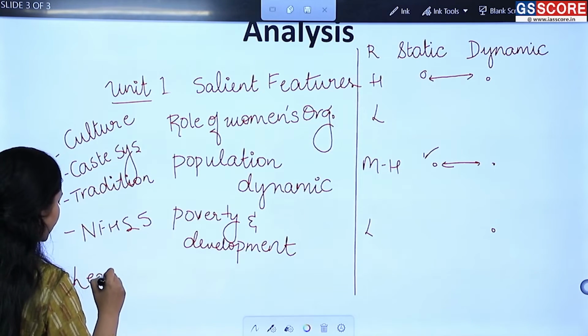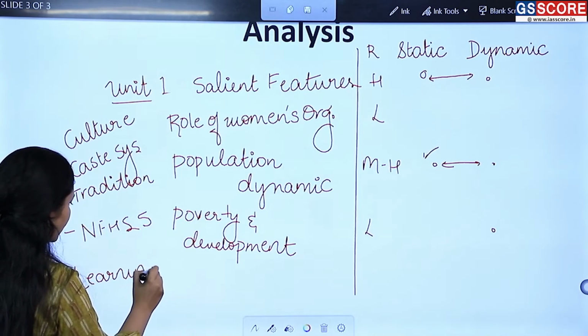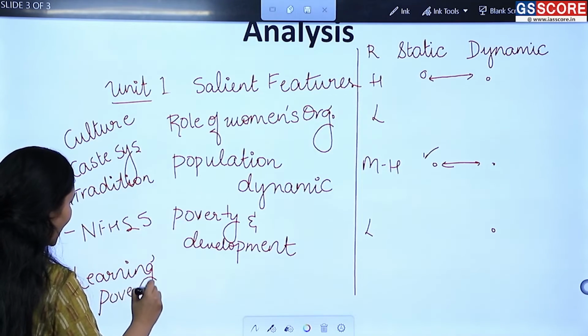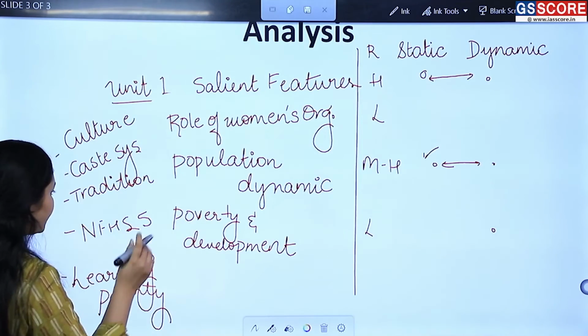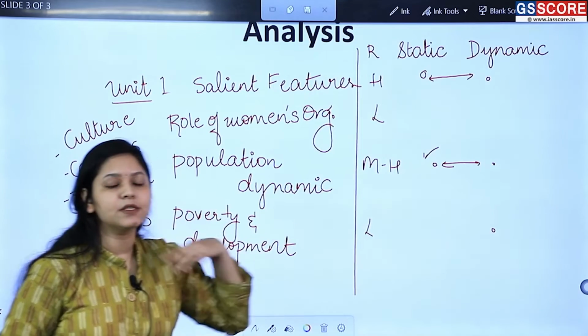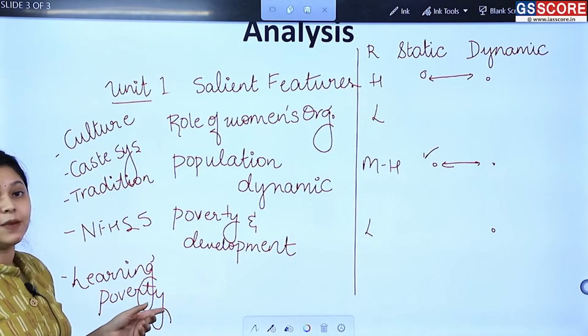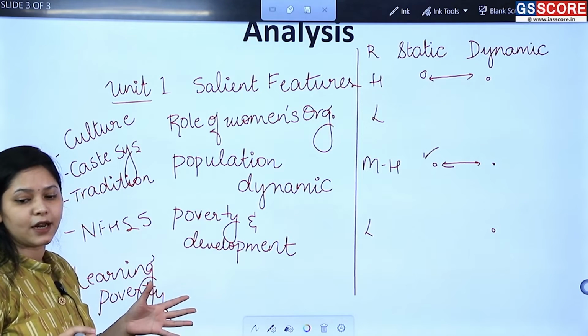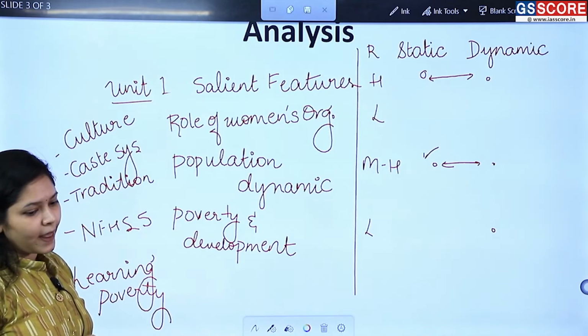Learning poverty, for instance, or how do we interlink it? By and in itself, the unit of the syllabus has low relevance. But if we look at the dynamic section, there can be certain questions asked, such as learning poverty. So there has been interdimensionality that we can look at and emphasize on.